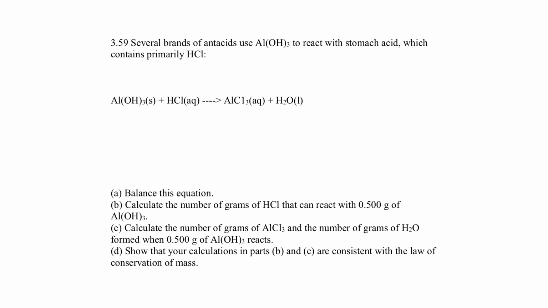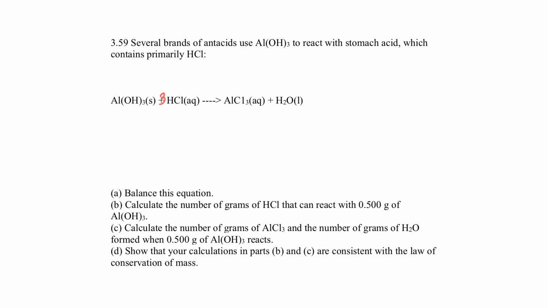So let's do oxygen last. Usually do oxygen last. So let's do aluminum. On the left, I have 1. On the right, I have 1. Good. Let's do chlorine. On the right, I have 3. So that means I need 3 on the left. Okay. So let's do hydrogens.